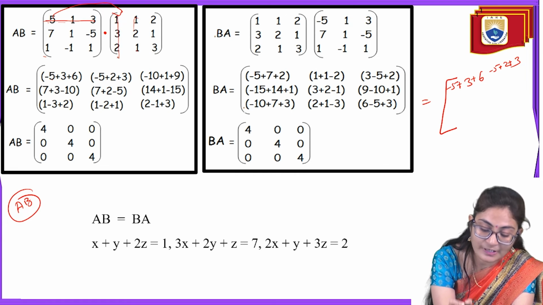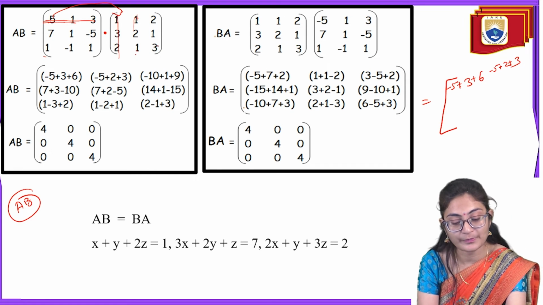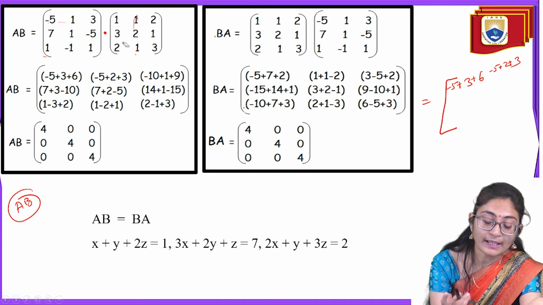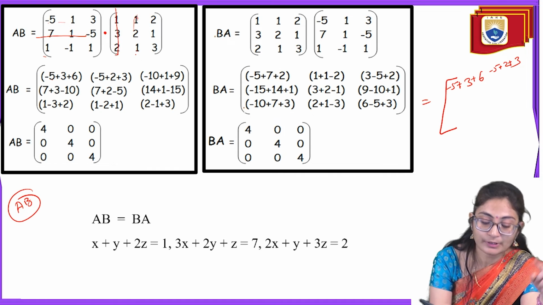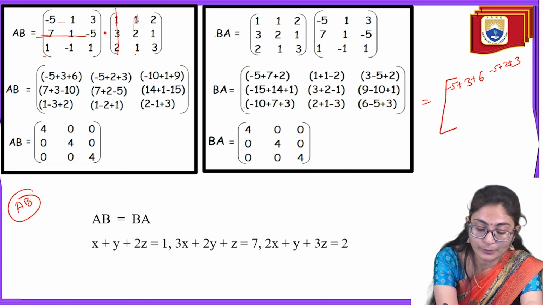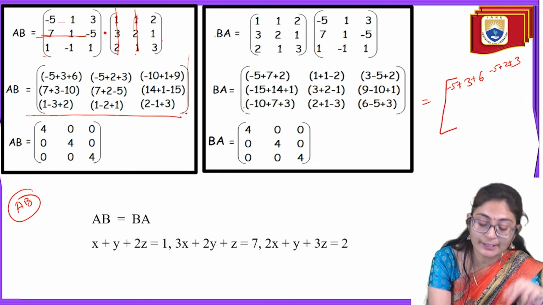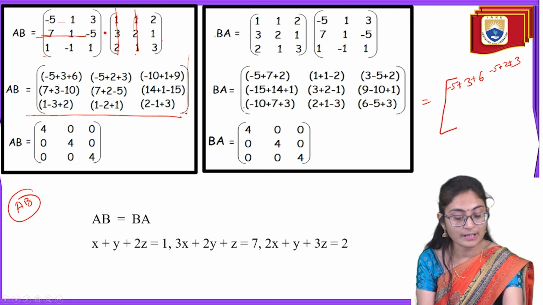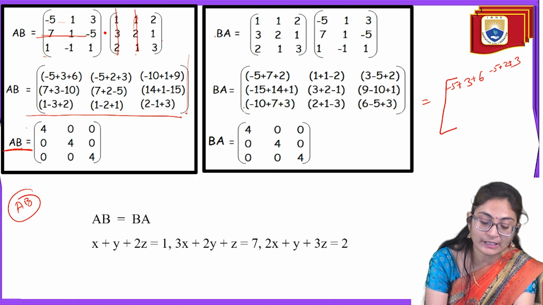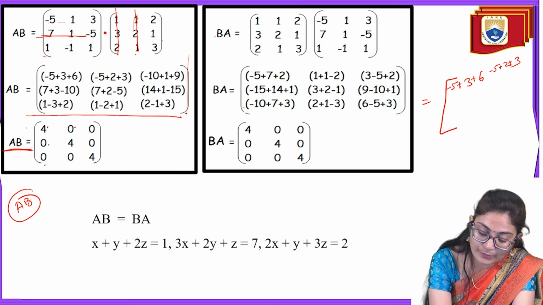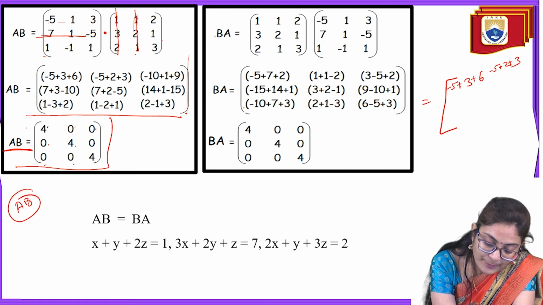First row, first column. First row, second column. First row, third column. Then you do the same using second row, third column. That means you have to multiply everything. You will get all these values and find the one single value. Whenever you calculate the values, you will get 4, 0, 0, 0, 4, 0, 0, 0, 4. That means this is your AB matrix.